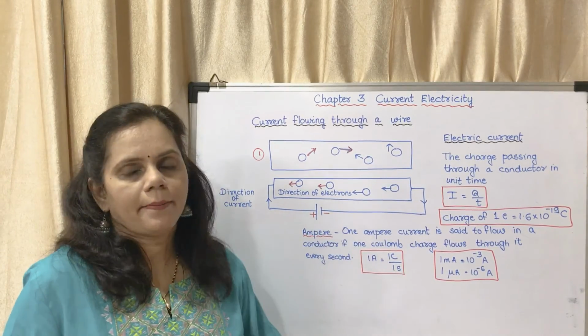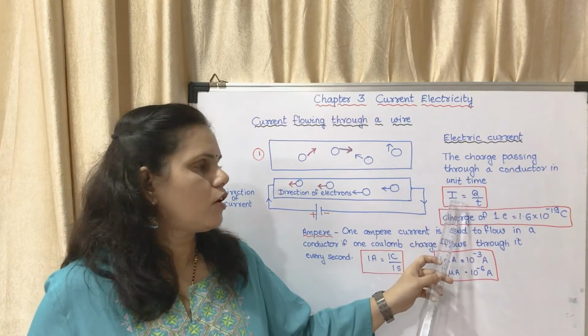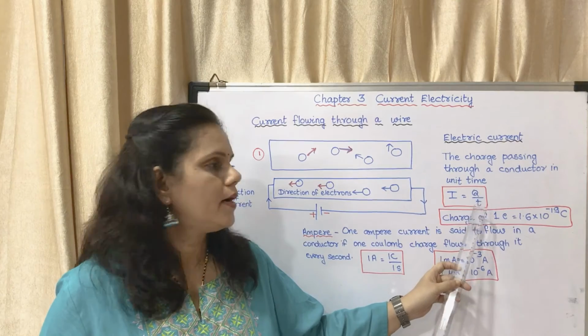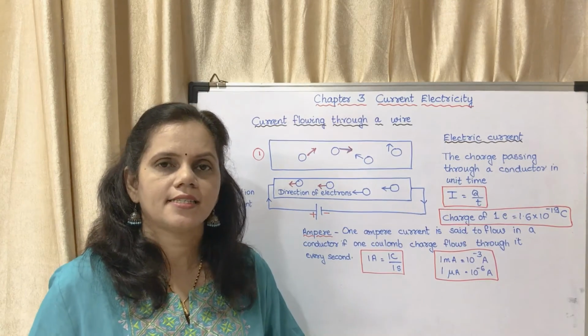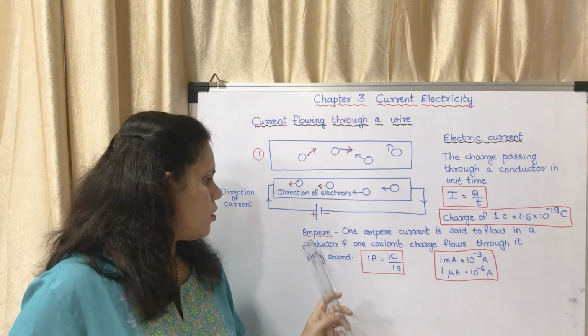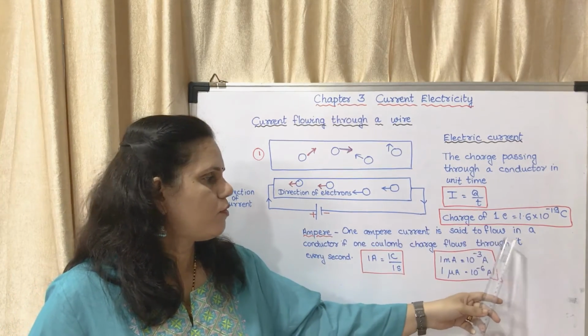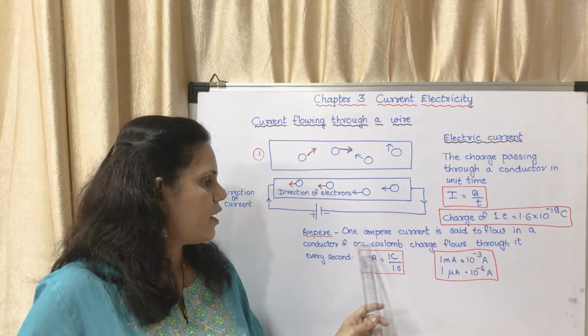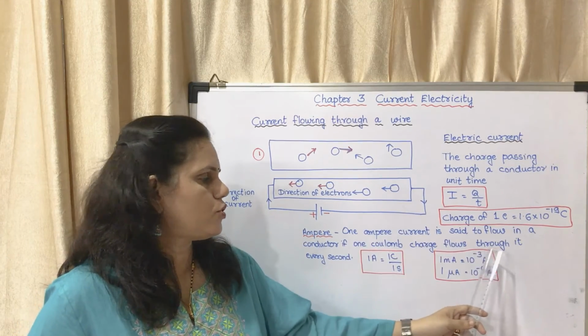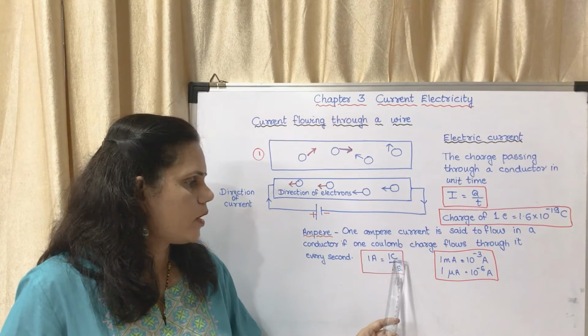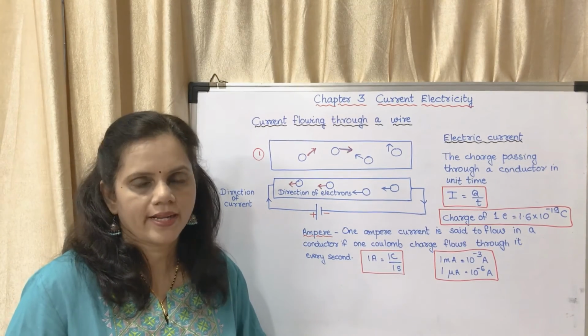Now 1 ampere. What is ampere? The unit of I is ampere. The unit of Q is coulomb. The unit of T is second. Now what is 1 ampere? 1 ampere current is said to flow in a conductor if 1 coulomb charge flows through it in every second. So 1 ampere is equal to 1 coulomb upon 1 second.